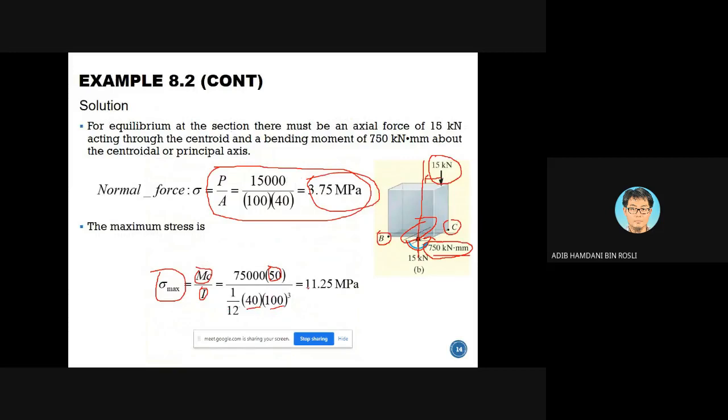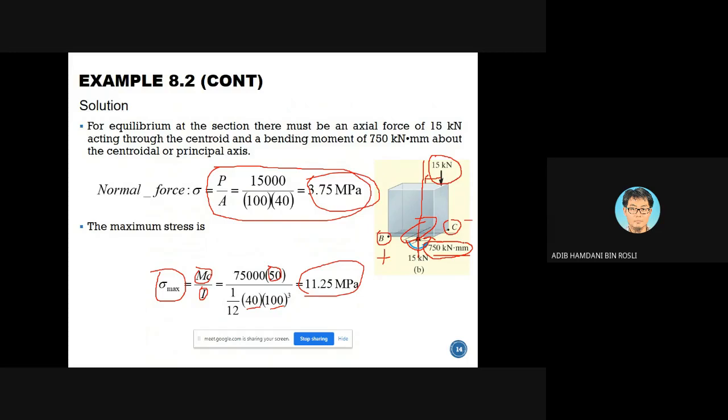Then you get the value 11.25 megapascal, the maximum bending stress at B and C. Can you see that at B you will have positive, which is tension bending stress, while at C you have compression bending stress, minus.